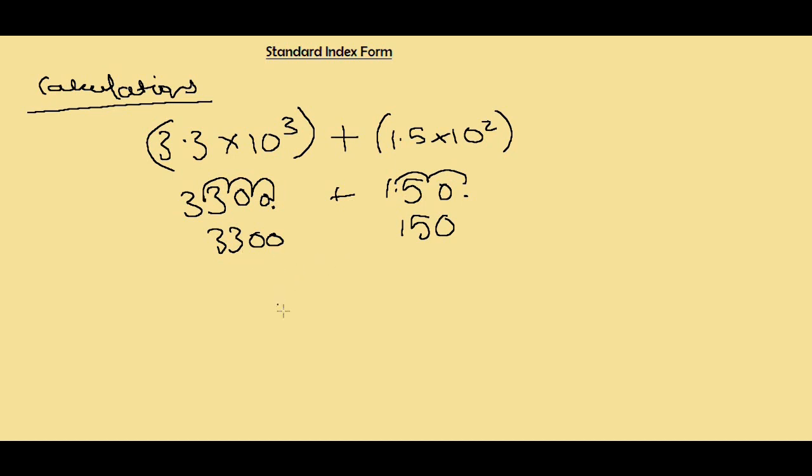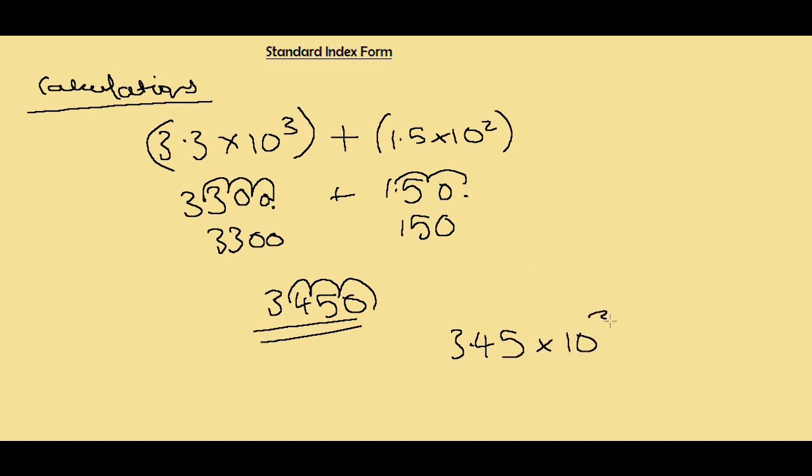So 3,300 plus 150, so 3,450, and that is the answer. If we really wanted to, we could convert this back to standard index form by saying I need the whole number to be between 1 and 10. So the decimal point needs to go here to make 3.45. That's a jump of 3 times, so that's times 10 to the power of 3. So there we go, that's how to add.